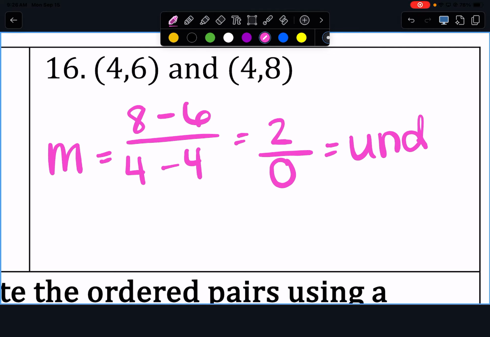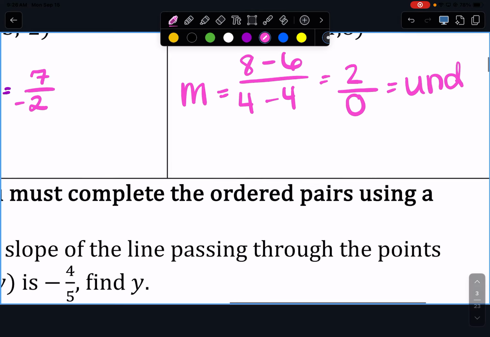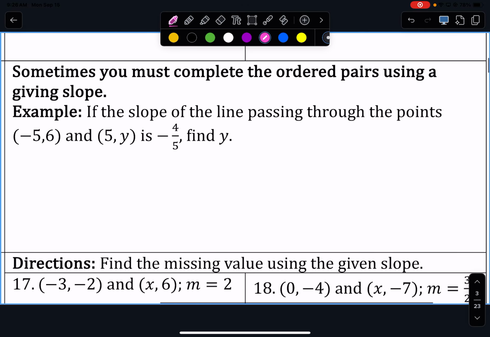All right, now we are also going to go backwards. Sometimes we'll be given a slope and 2 points and have to find something, okay? So sometimes we have to complete the ordered pair using a given slope.